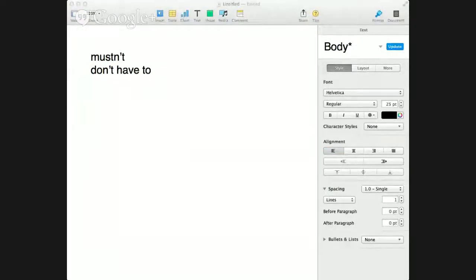All right, guys. So we're going to go on to the opposites. Mustn't or don't have to. And you would think that this would be straightforward, but weirdly, it's not. So I'm going to give you another sentence. I want you to tell me which one is correct and which one is incorrect.